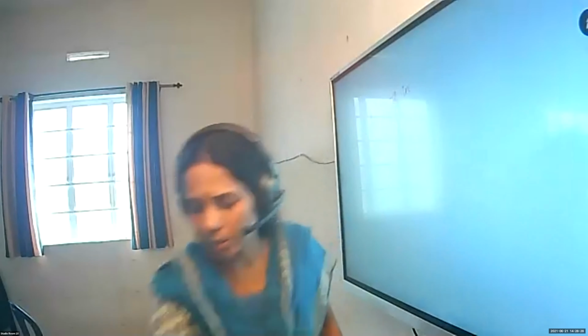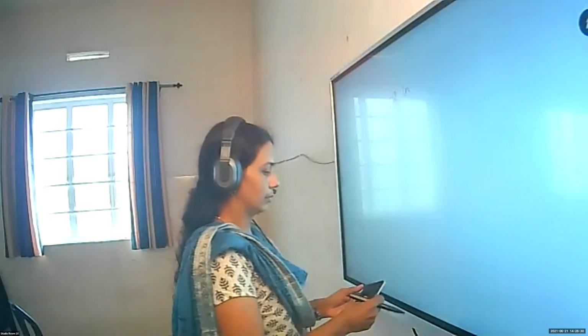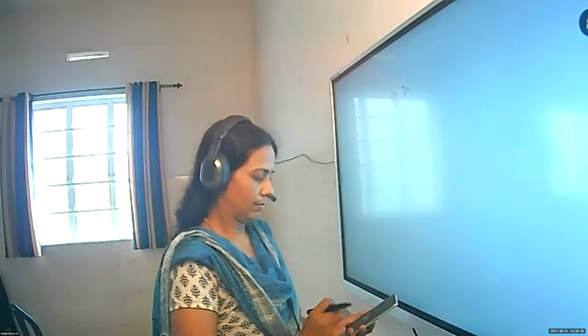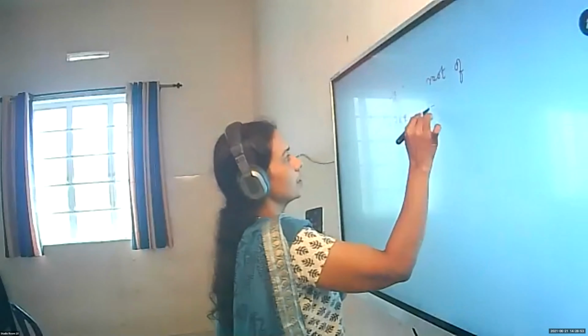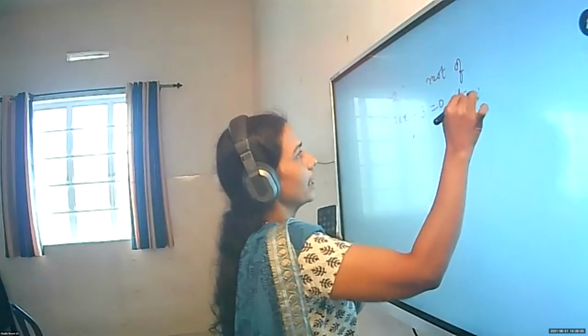If x is equal to -1/2 is a root of the quadratic equation, is the word root there? Yes, ma'am. Read that one clearly then. If x is equal to -1/2 is a root of the quadratic equation 3x square plus 2kx minus 3 is equal to 0, you have to find k. Okay, find the value of k.